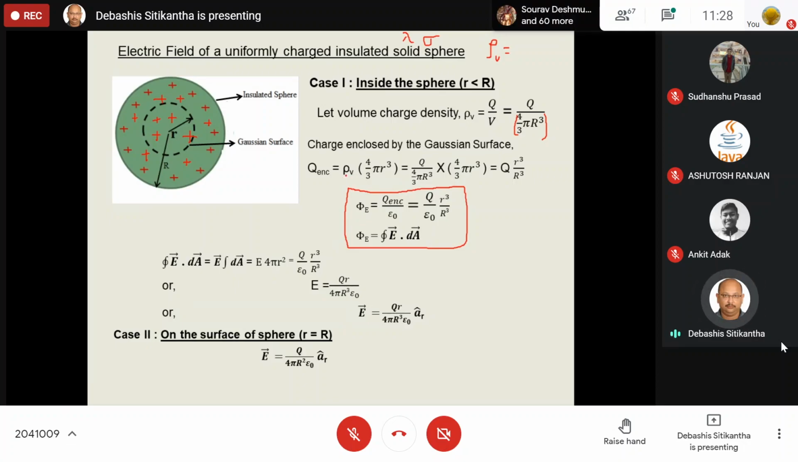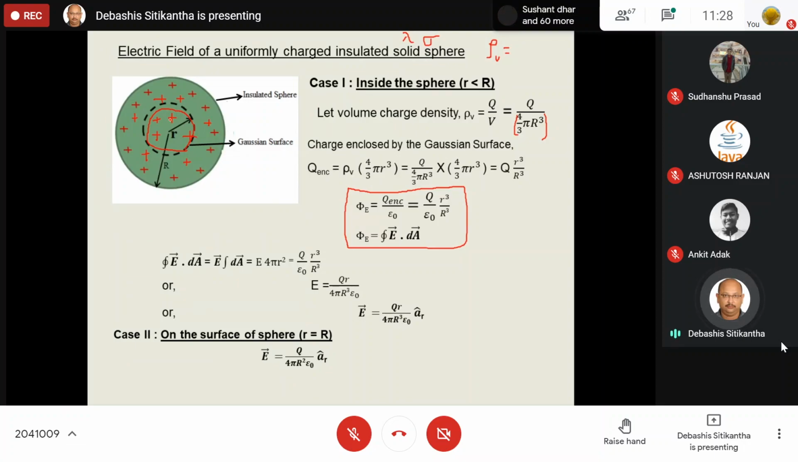Since it is uniformly distributed, Q enclosed is equal to rho V into the volume that is enclosed by this Gaussian surface. The Gaussian surface is the dotted line, or the dotted sphere. Now, how much volume is it enclosing? Obviously, rho V into the volume of the Gaussian surface.